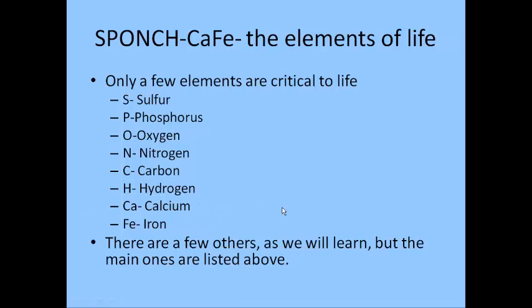And then we have a few others like calcium and iron. Fe stands for iron. And there's some others we'll learn about too, but these are the main ones. And really what I want you to remember is this SPONCH business, and know that sulfur, phosphorus, oxygen, nitrogen, carbon, hydrogen are the primary elements critical for living things. And all living things contain this one, carbon. We are carbon-based life. And carbon has some very special characteristics that enable it to be so important.